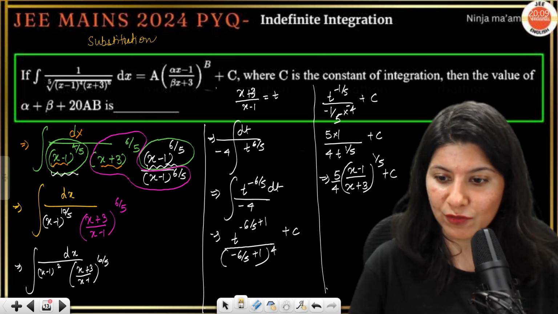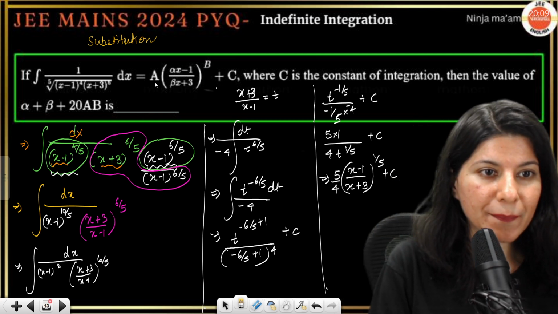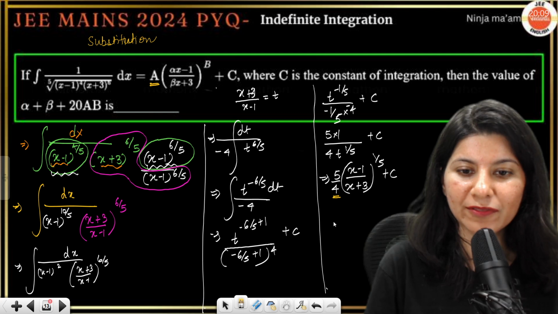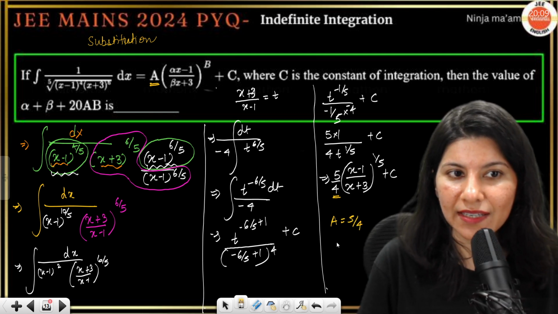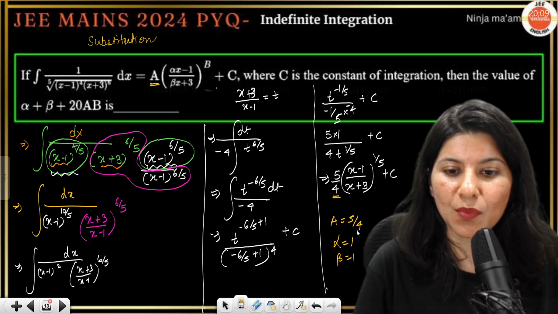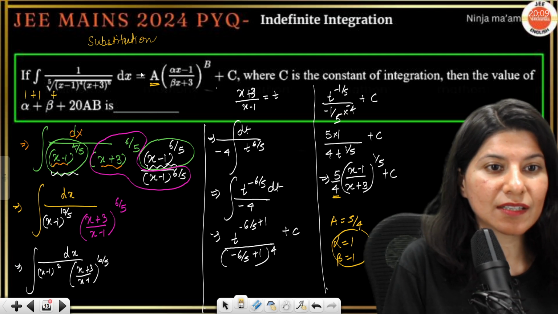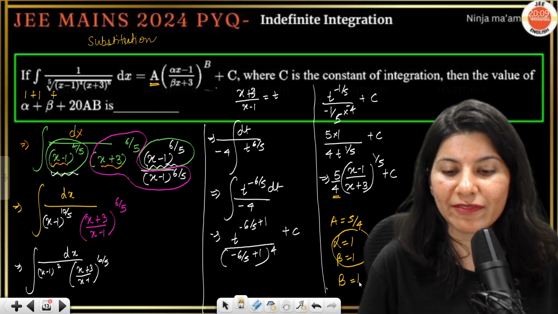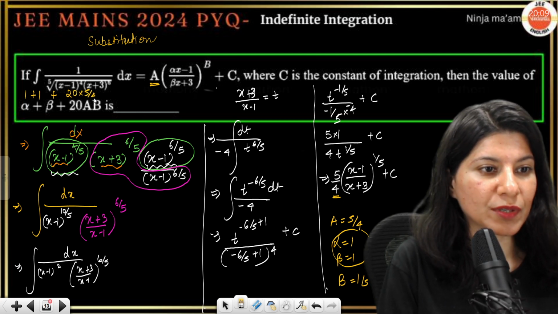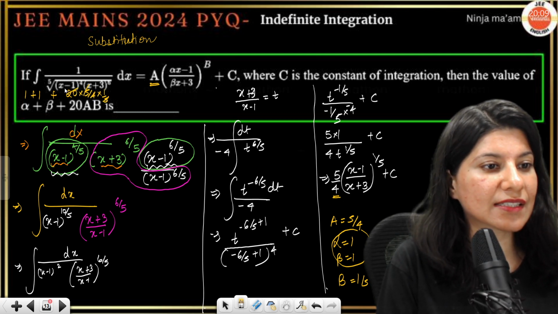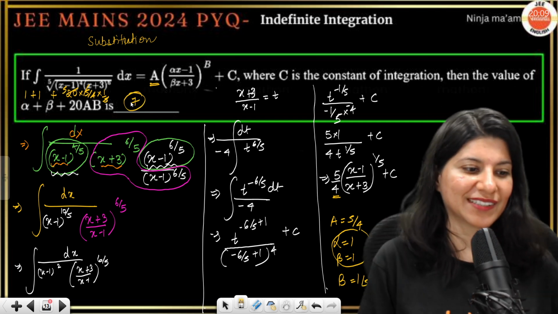Now you just have to compare. So finally, clearly, if you compare, a is coming out as 5/4. Then alpha, x minus 1, obviously alpha is 1 and beta is also 1. Alpha 1, beta 1, so 1 plus 1 plus, now power b. b is 1/5, plus 20 into a, 5/4 into 1/5. 5 cancels. This is 5, 5, 6, 7. 7 seems to be an absolutely perfect answer.